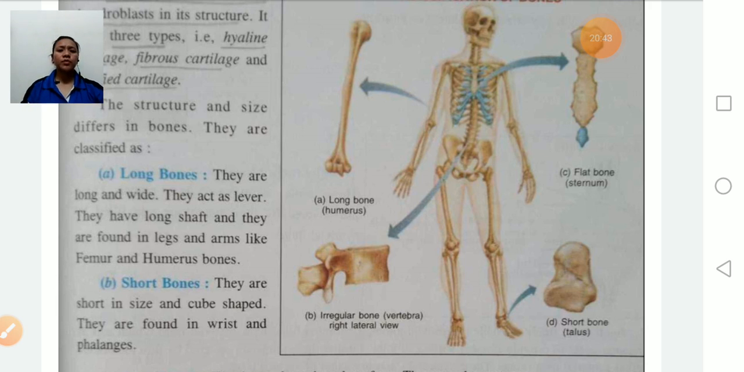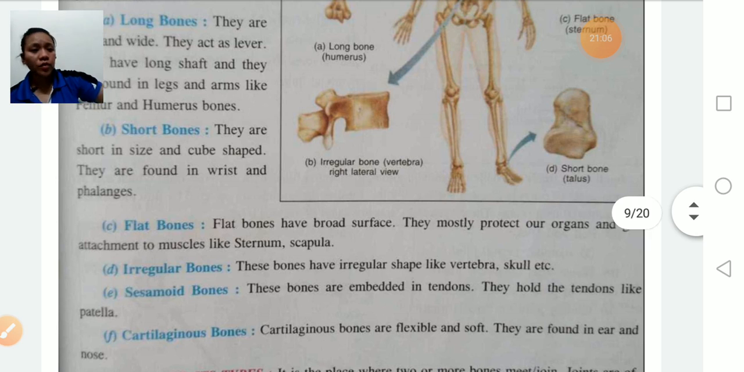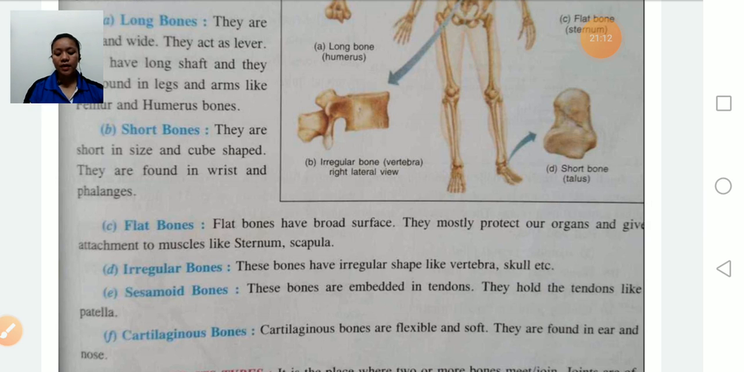Next is short bone. Short bone is short in size and cube in shape. Flat bones have a broad surface. They mostly protect our internal organs and give attachment to muscles, like the sternum, scapula, and ribs. Ribs protect our liver, heart, etc.